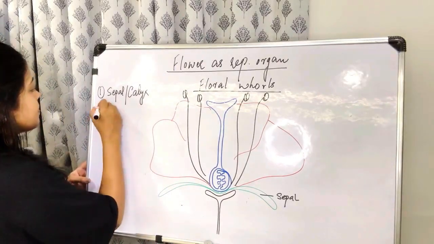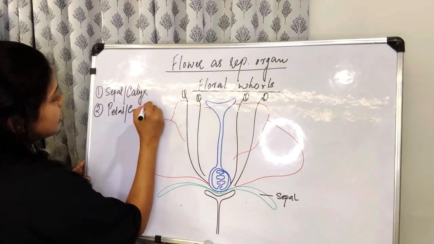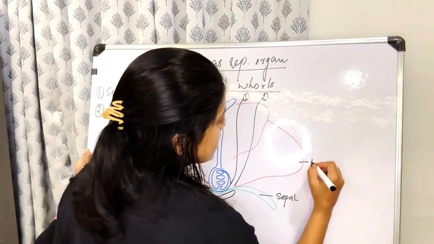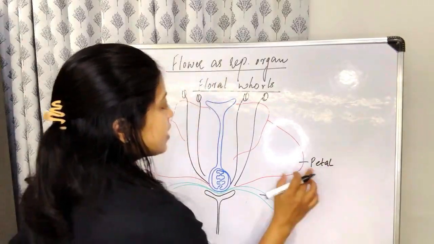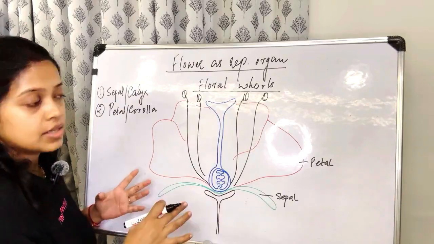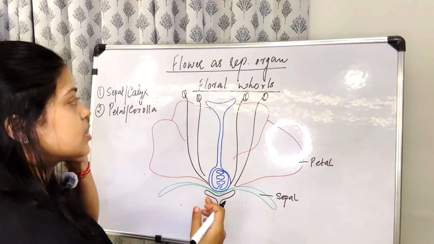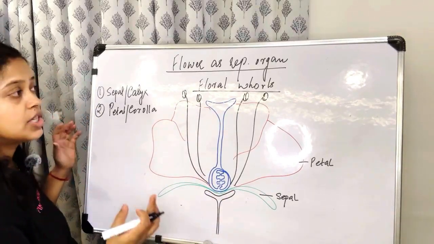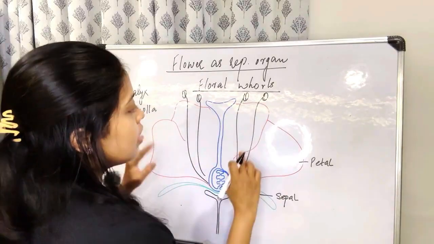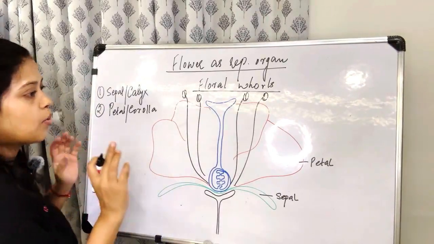The second one is petal, or we call it as corolla. So this red color structure that you are seeing is a petal. So petal is usually brightly colored, and the reason is to attract the pollinators so that the process of pollination takes place. Later in the coming lectures, I will be explaining the complete process of pollination, how it is taking place, what are the modes of pollination and everything, and how this colored petal structure is beneficial for the flower to have the process of pollination.